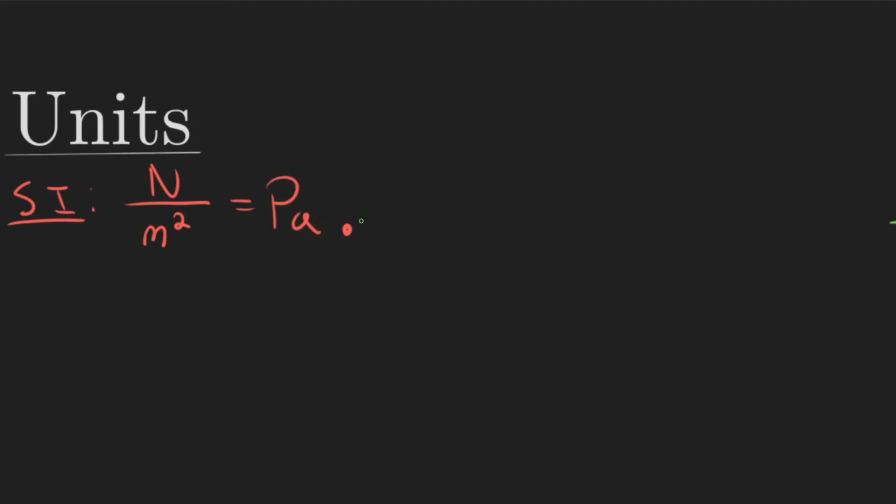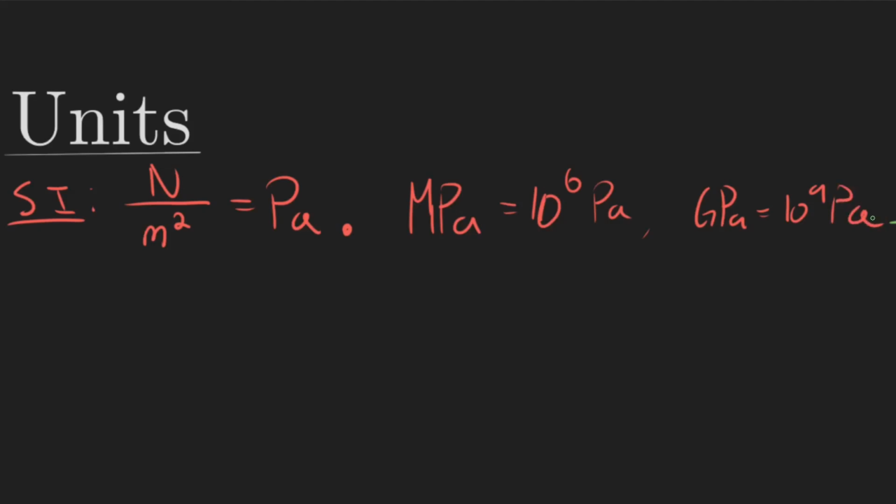Now, when we're talking about solid mechanics, usually the Pascal is a little bit too small. So instead, what we're going to use is the megapascal, which, if you think about the prefixes, mega means million, so this is 10 to the 6th pascals. Then we also have the gigapascal, which is 10 to the 9th pascals. The reason this is useful is because usually your force is going to be given in either newtons or kilonewtons, and then your area is probably going to be in millimeters. If you think about a bar that you would actually see, it's usually too small to be measured in square meters.